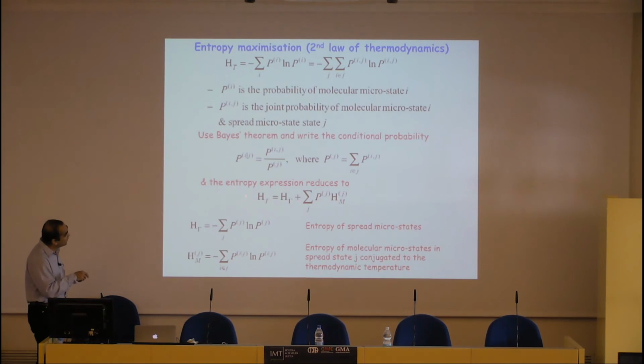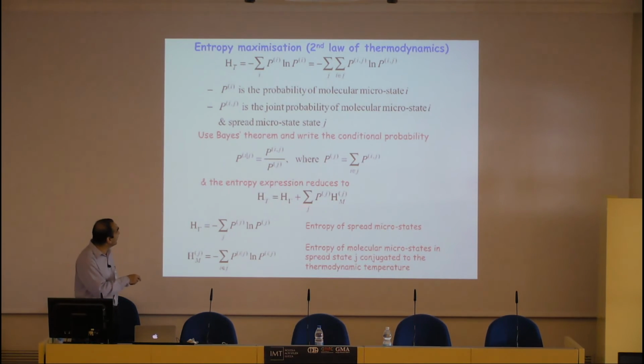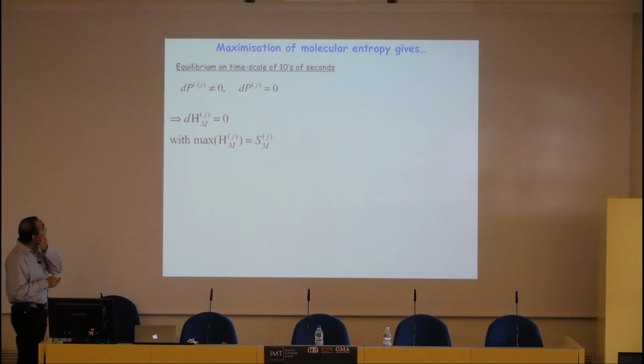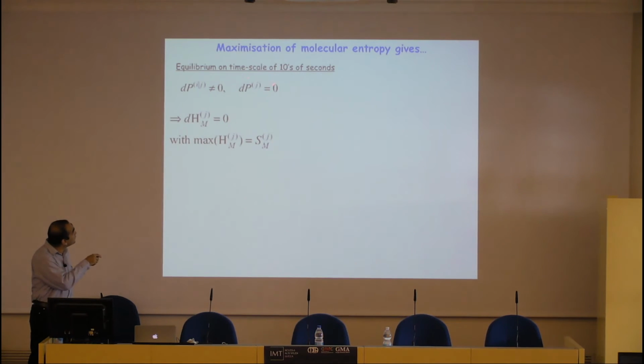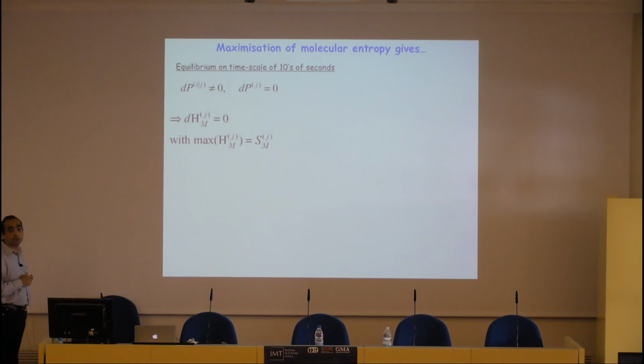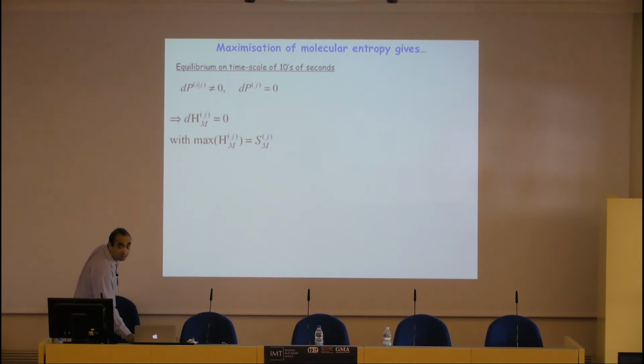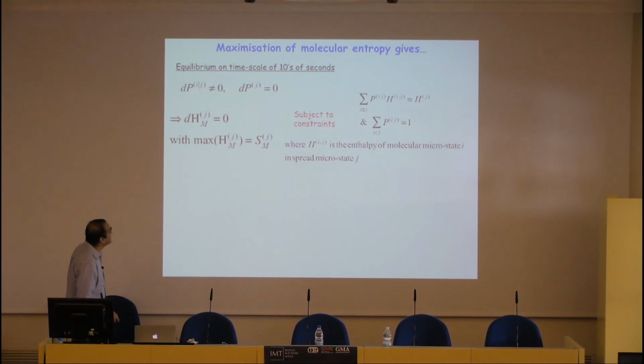And now I'm going to do equilibrium of this particular expression. Now the first thing is I'm going to do equilibrium on tens of seconds. When I'm doing equilibrium on tens of seconds, the spread microstate is not changing. So the variation of the probability distribution of the spread microstate is not changing. But this particular conditional probability of a molecular microstate is changing, and then I'm going to try to maximize that particular entropy, and it's going to give me that value. But this is not unconditional maximization. This is Gibbs, basically.